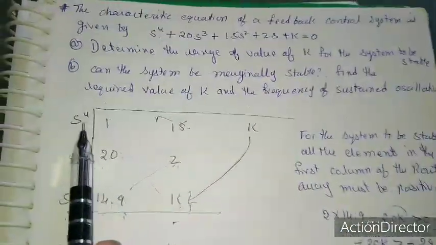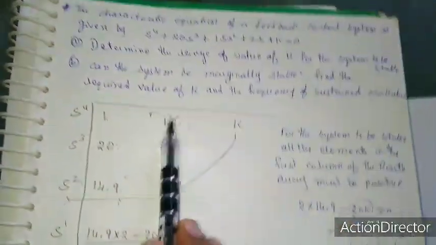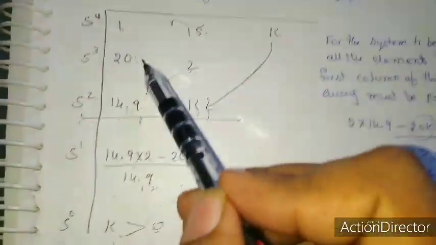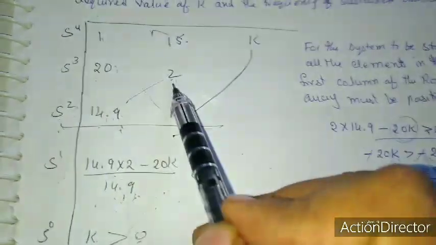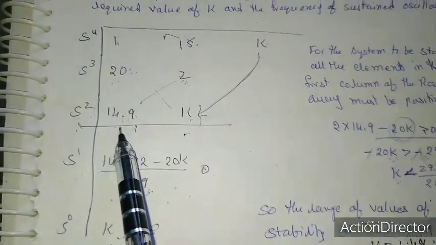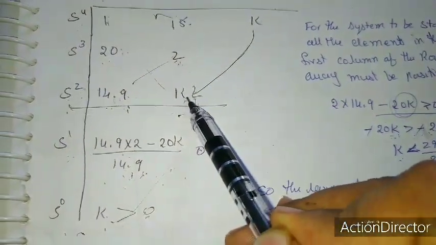So s power 4 coefficient is 1, I have written here, s cube coefficient is 20, s square coefficient is 15, s coefficient is 2, and the last is k. Now I'll find out the s square term. It is 20 into 15 minus 1 into 2 divided by 20, I'll get 14.9, right? Next, here there is no element, directly I'll take k value.